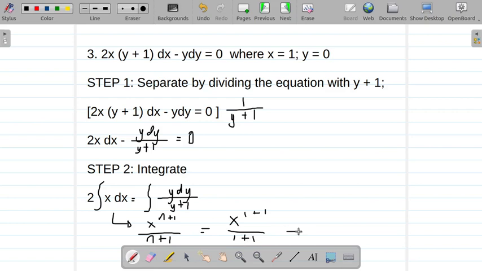So, 2x squared over 2. We can eliminate 2. What remains is x squared. So, 2 integral of x dx is just equal to x squared. Next, the integral of y dy over y plus 1.